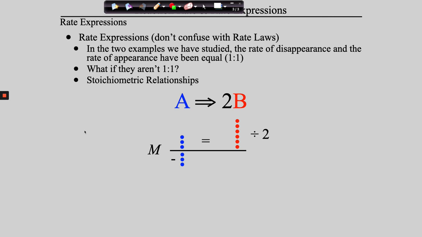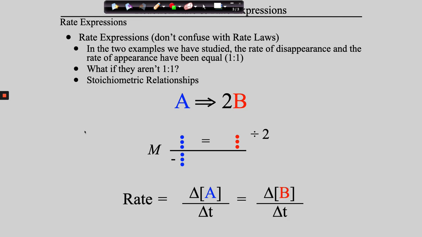So when we write rate expressions, they have to be equal. To make them equal, we make the rate of consumption of the reactant negative, and we divide by the coefficients to make them the same height. Yes? So let's do that with this reaction. Don't write it down, just watch.